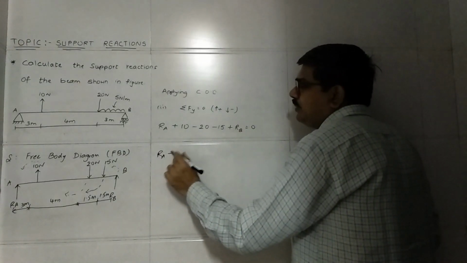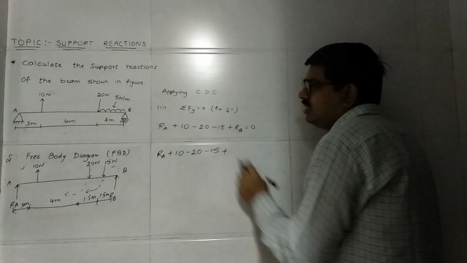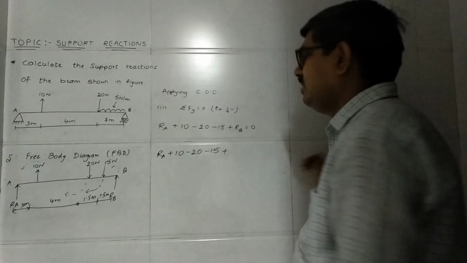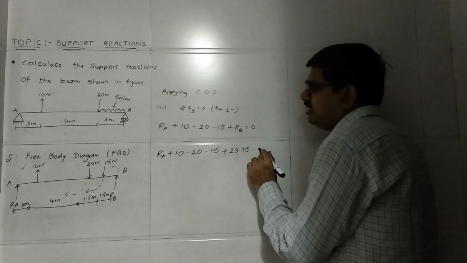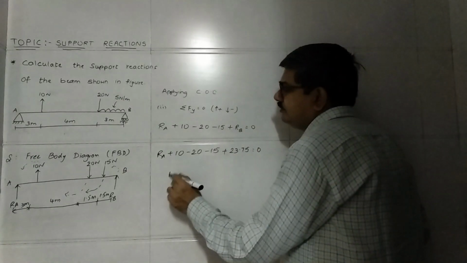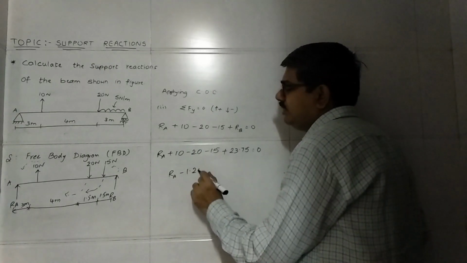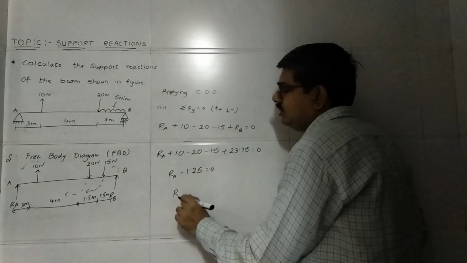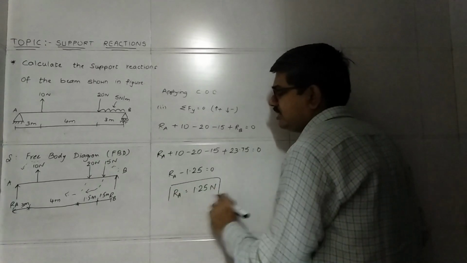So Ra plus 10 minus 20 minus 15 plus Rb, which we just calculated. What is the value of Rb we got? 23.75, is equal to 0. Now simplifying this, you will get Ra minus 1.25 is equal to 0. Therefore Ra is equal to 1.25 newtons. This is the value of the reaction at A.